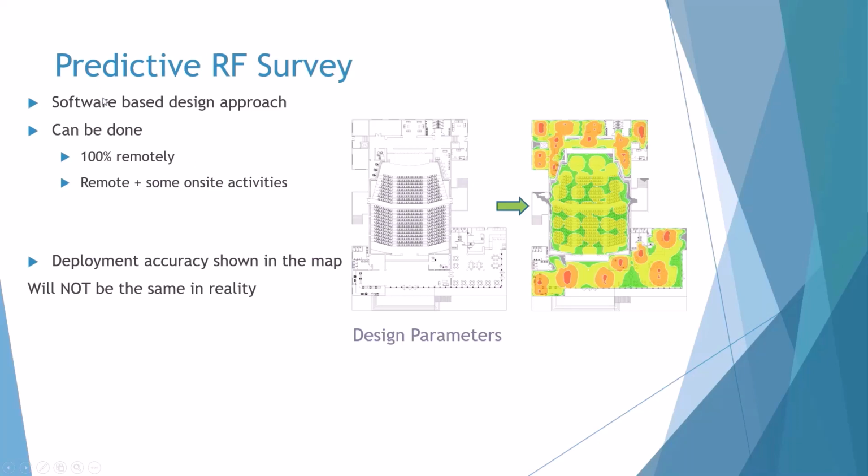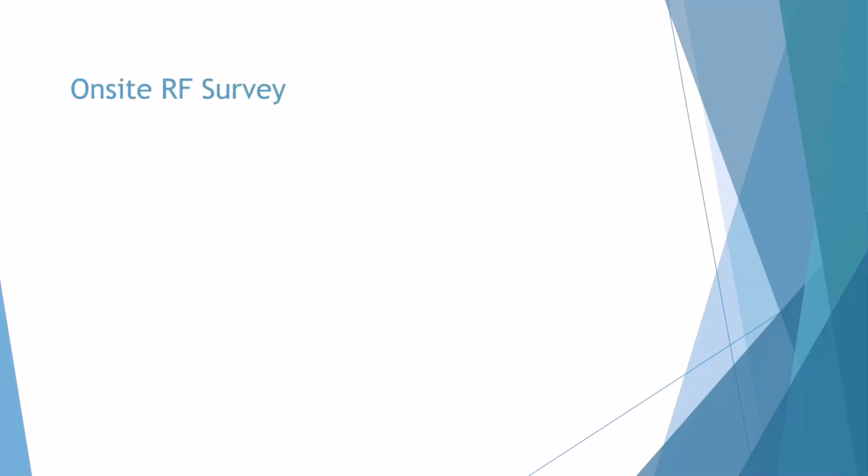The last takeaway here is that the accuracy of the RF predictive survey will not be the same once you install the access point inside the coverage area. That is because we're still in the prediction phase. We don't really measure the actual propagation of the RF signals coming from the access points. And that leads us to the need for a more accurate approach, which will be discussed in our next section. It is the on-site RF survey.